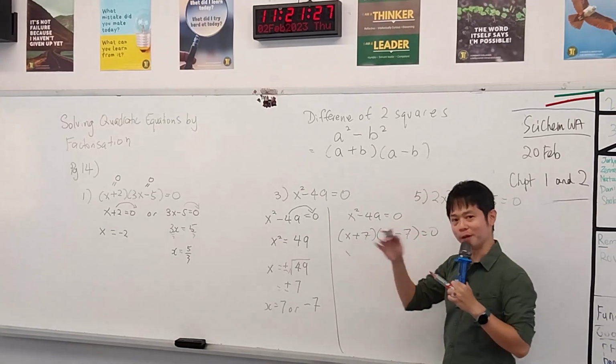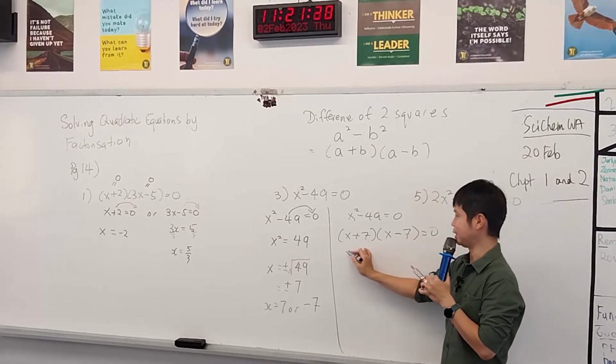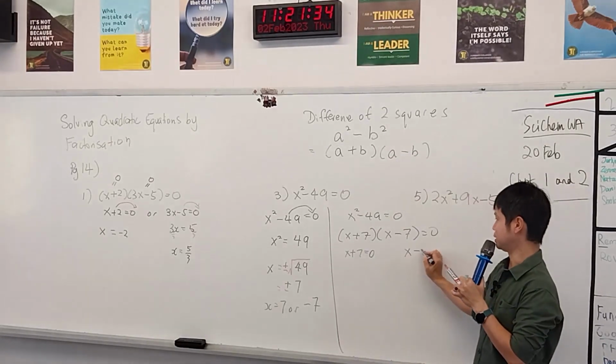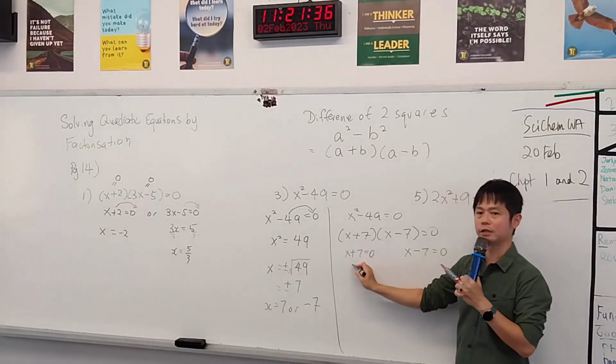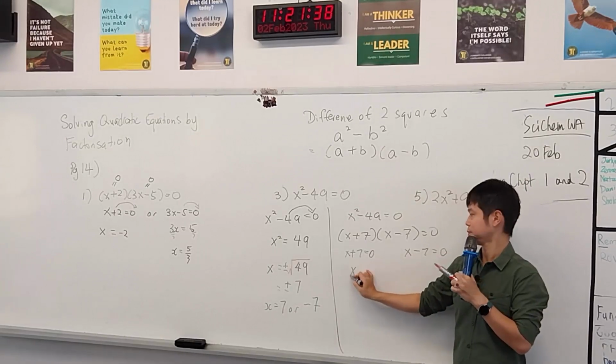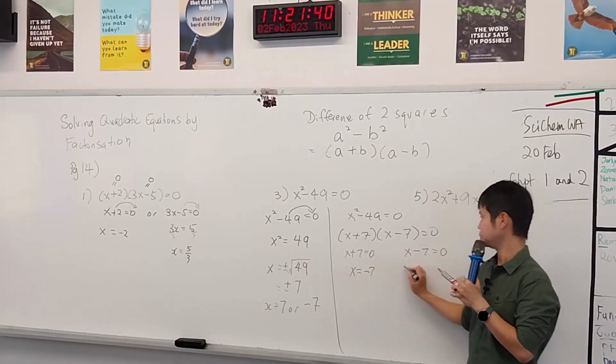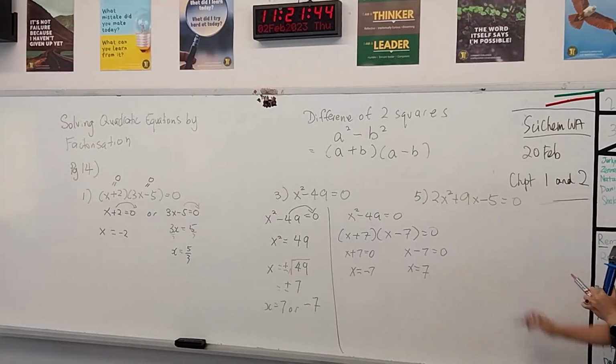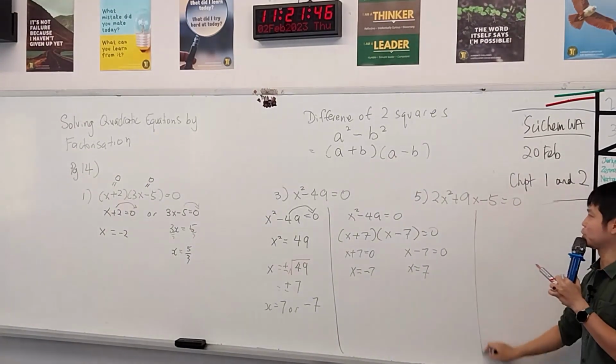If you are not very familiar, we say x plus 7 equals 0, x minus 7 equals 0. So what is the value of x here? x equals 7 or negative 7. Now, the last question here is the most common type.